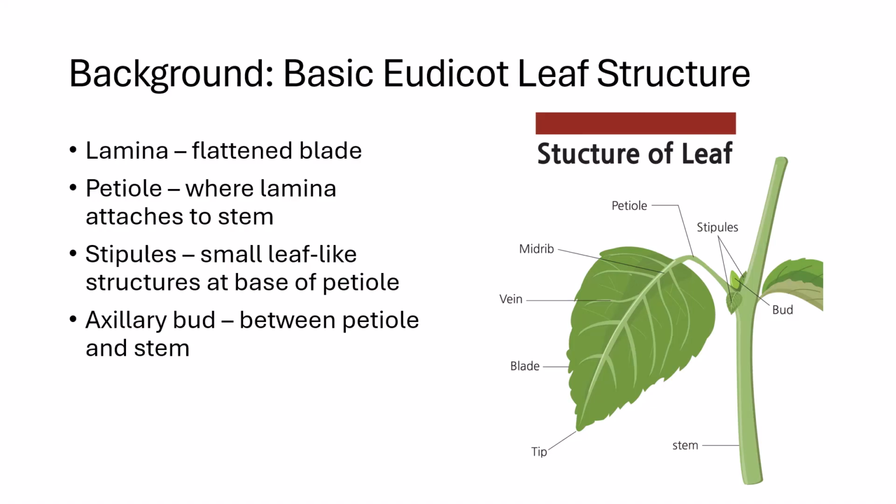A typical eudicot leaf consists of a flattened blade or lamina where most photosynthesis occurs. The lamina is attached to the stem by a petiole, which positions the leaf for optimal light capture. Some eudicots also have stipules, small leaf-like structures at the base of the petiole, although these are not present in all species. In the axil between the petiole and the stem, you will find an axillary bud, an important feature for distinguishing true leaves from leaflets.